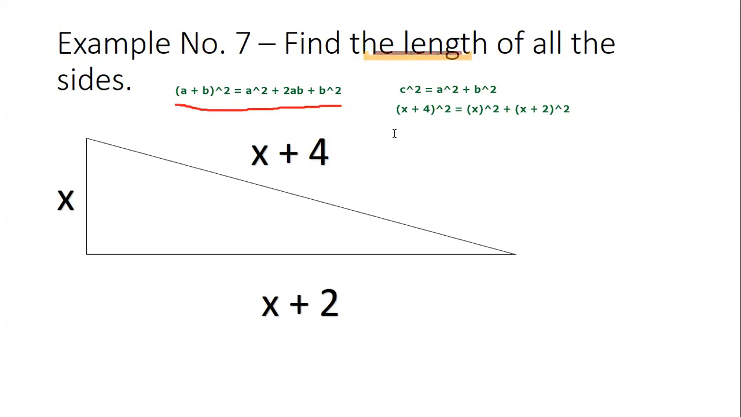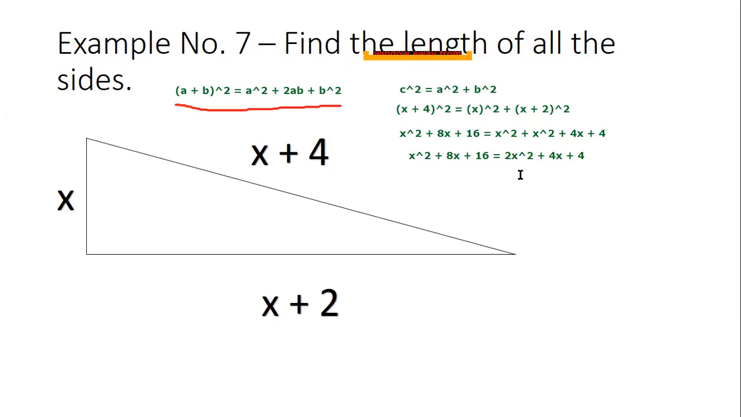If we expand this, it will become x squared plus 8x plus 16, which is equal to x squared plus 4x plus 4. Then combine similar terms on the other side of your equation. So this will become x squared plus 8x plus 16, which is equal to 2x squared plus 4x plus 4.